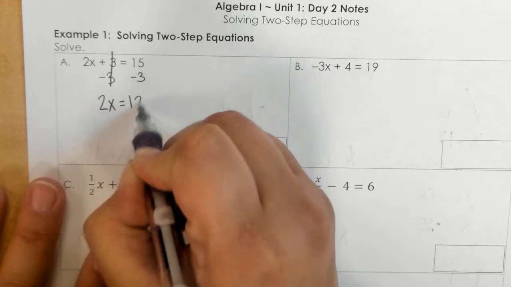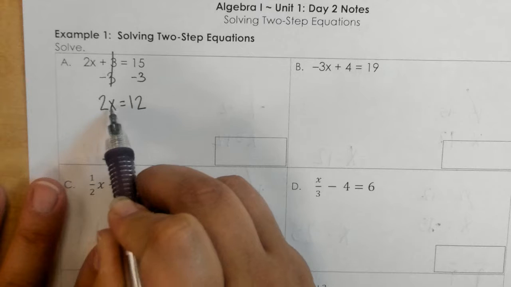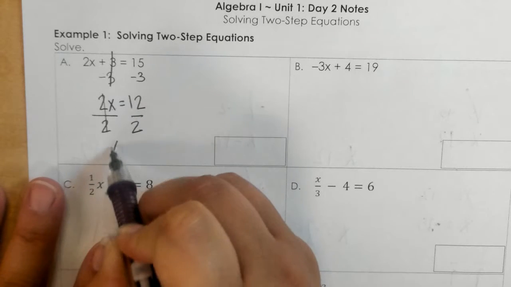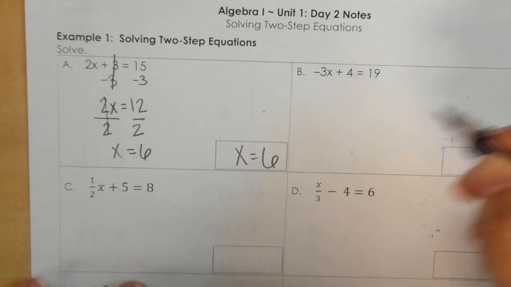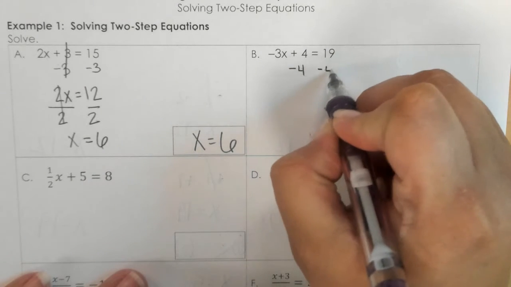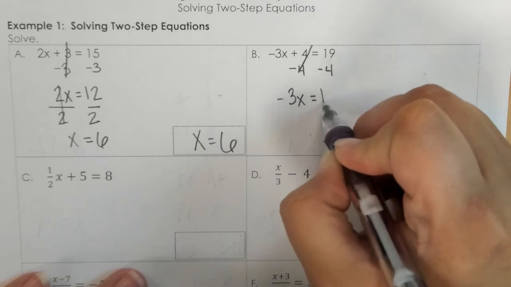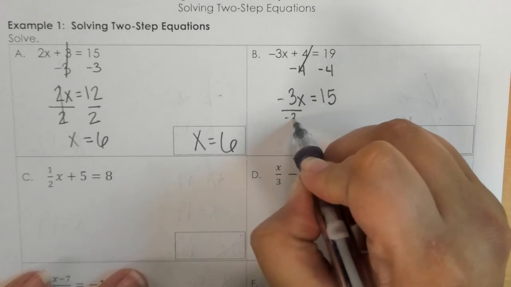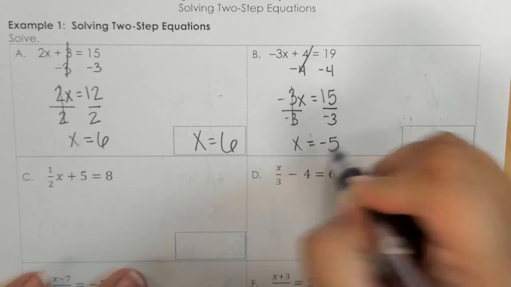And we get 12. Then to get the x by itself, we see that we're multiplying by 2, so the opposite of multiplication is division. And we would get 6. For part B, we're going to subtract 4 and get positive 15. Then divide by negative 3, and x is negative 5.